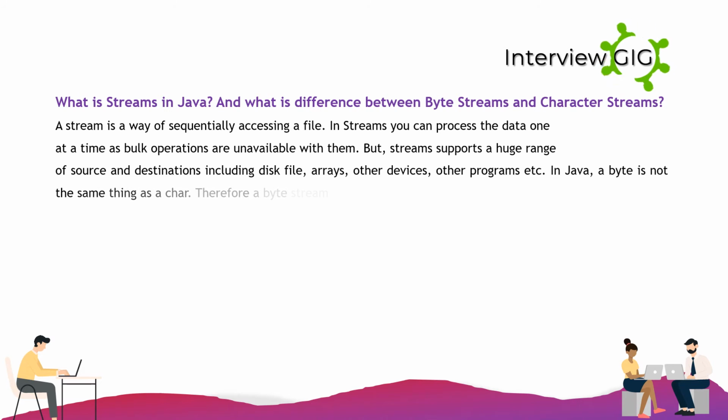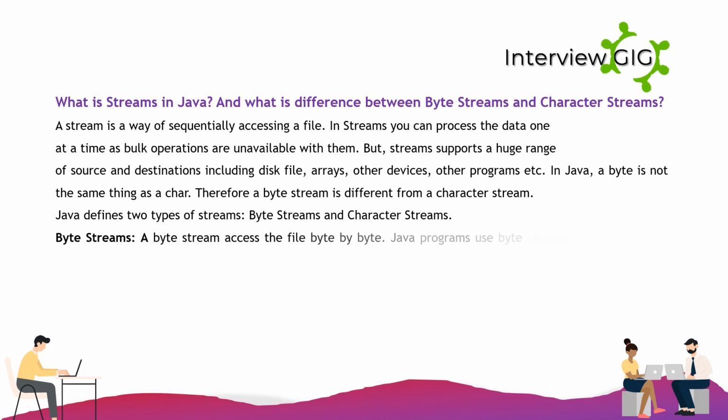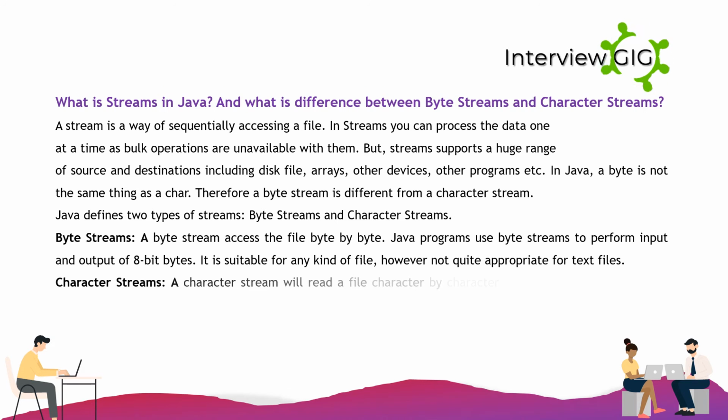In Java, a byte is not the same thing as a char. Therefore a byte stream is different from a character stream. Java defines two types of streams, byte streams and character streams. Byte streams: a byte stream accesses the file byte by byte. Java programs use byte streams to perform input and output of 8-bit bytes. It is suitable for any kind of file, however not quite appropriate for text files.